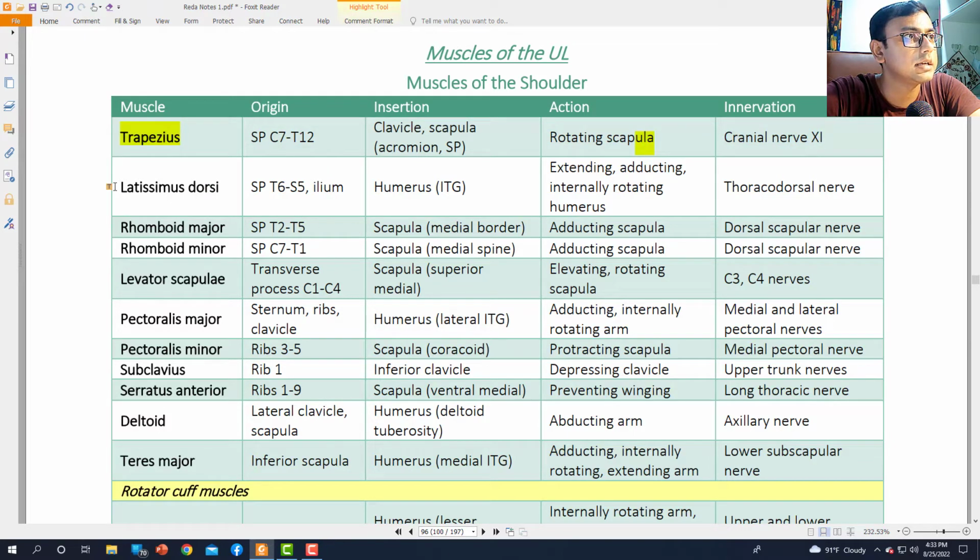Another one is the latissimus dorsi. It is called the climber's muscle. In the case of a monkey, latissimus dorsi is very strong. It is supplied by the thoracodorsal nerve, which is also called the middle subscapular nerve; there are upper, middle, and lower. Then the pectoralis major and minor muscles are supplied by the medial pectoral and lateral pectoral nerves.